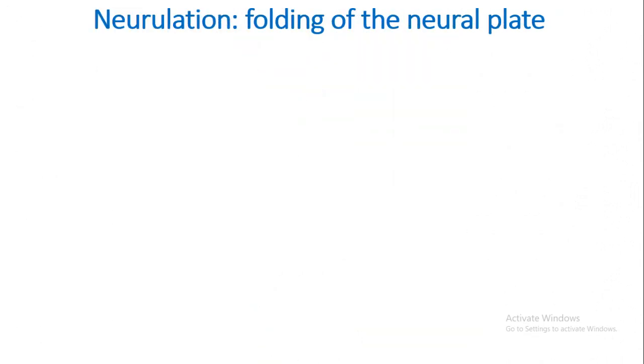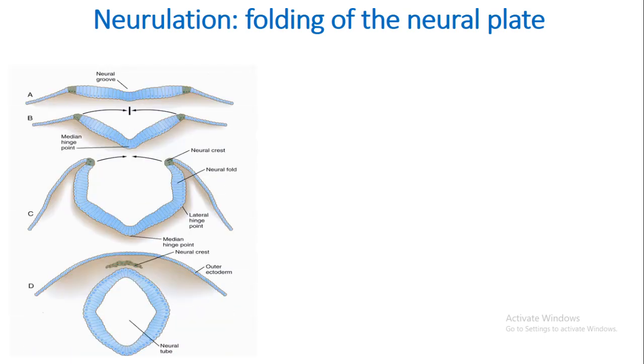So how does this happen? I've already explained this, but I'm trying again to explain how the folding of the neural tube will take place. Remember what I said: there is a groove here. This groove is known as the neural groove.